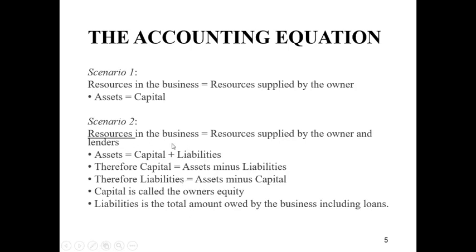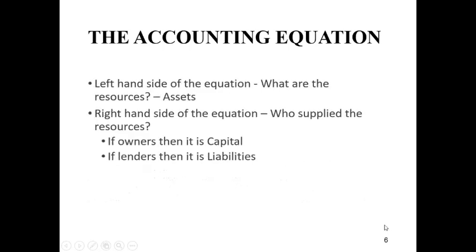From this, you can also derive another formula where you say capital would therefore be equal to assets minus liabilities. Capital is equal to assets minus liabilities. At the same time, you can also say liabilities equal assets minus capital. Capital is called the owner's equity. Liabilities is the total amount owed by the business, including loans.